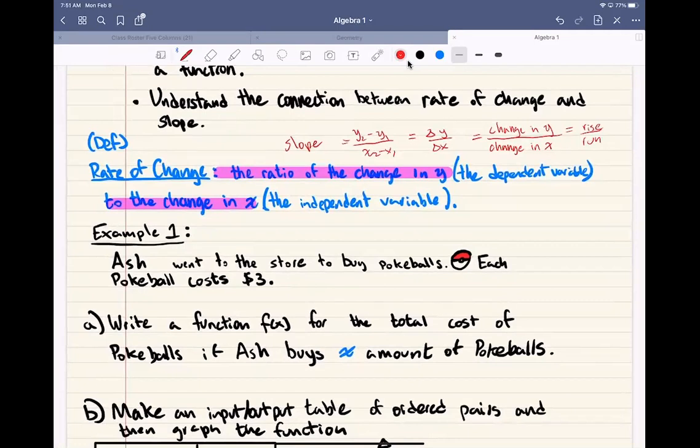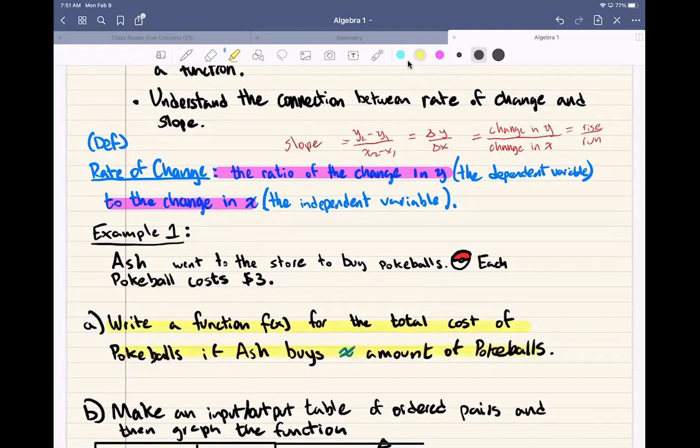So example 1, it says Ash went to the store to buy Pokeballs, right? You need Pokeballs to catch Pokemon, and each Pokeball costs $3. The first question it's going to ask us is this: write a function f of x for the total cost of Pokeballs if Ash buys x amount of Pokeballs. Okay, so we're right here right now.